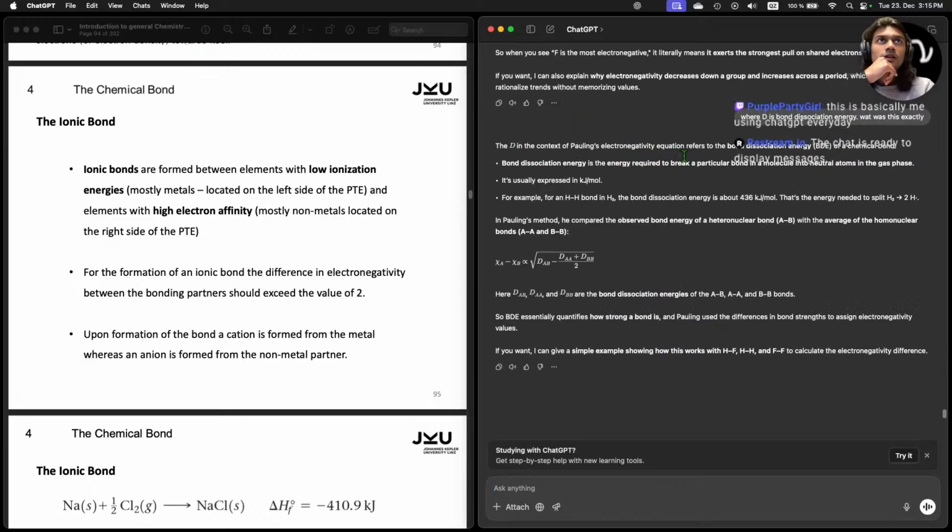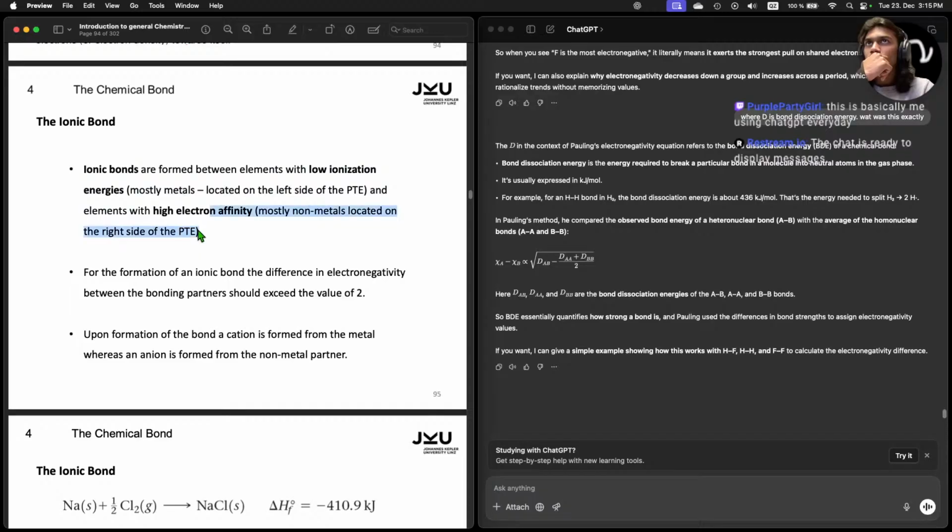Pauling's electronegativity equation refers to the bond dissociation energy of the chemical bond. Bond dissociation energy is the energy required to break a particular bond in a molecule into neutral atoms in the gas phase. It's usually expressed in kilojoules per mole. For example, the H-H bond dissociation energy is 436 kilojoules. That's the energy needed to split it.